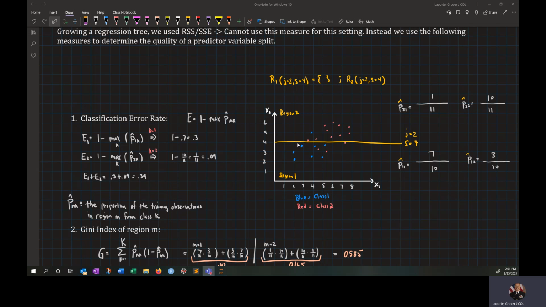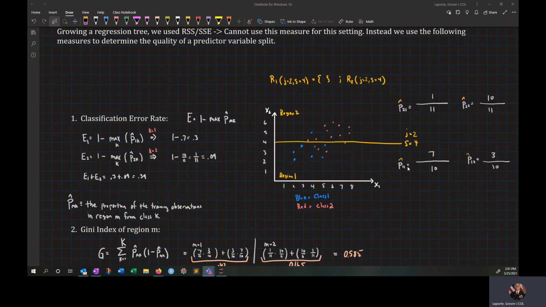Now, is this the best one? I don't know. It could be, but it's probably not, because you probably have to move this line and figure out what the Gini index is, how we're going to do it. But I'm going to introduce a couple of different ways to figure out how good this region is and how good that region is. So just realize that what we're talking about for the next three things is how good a particular region is.